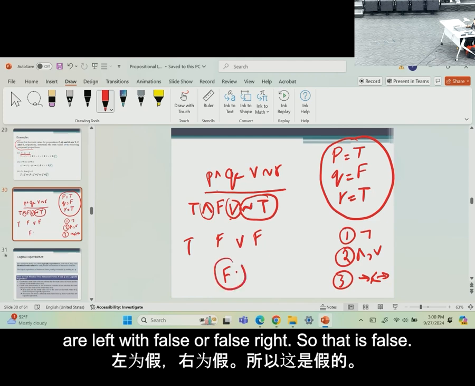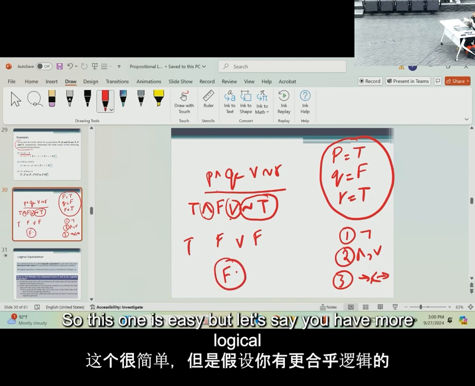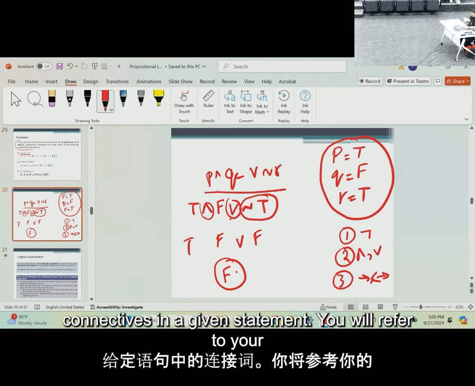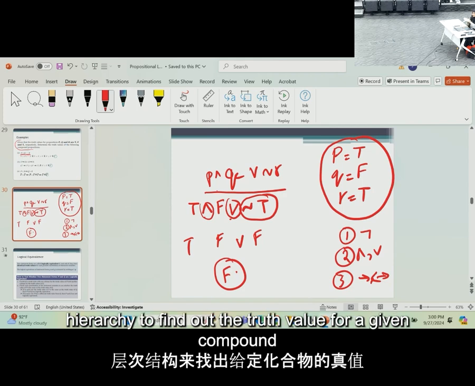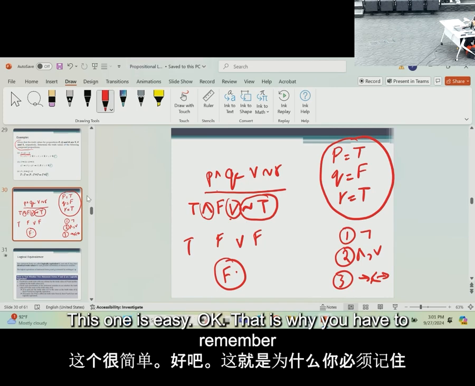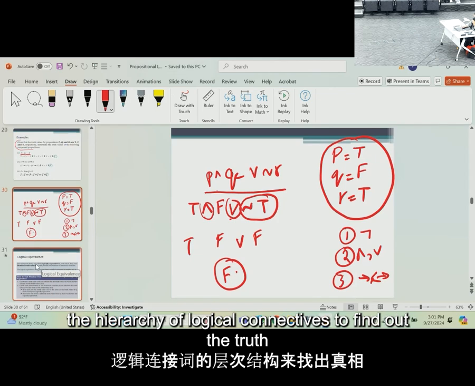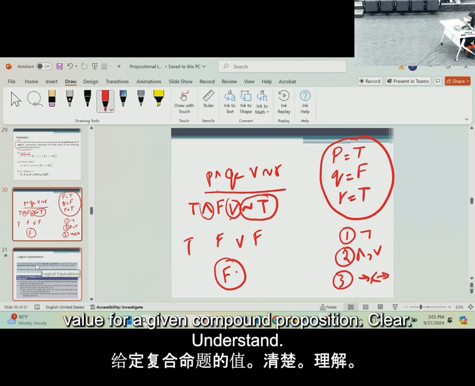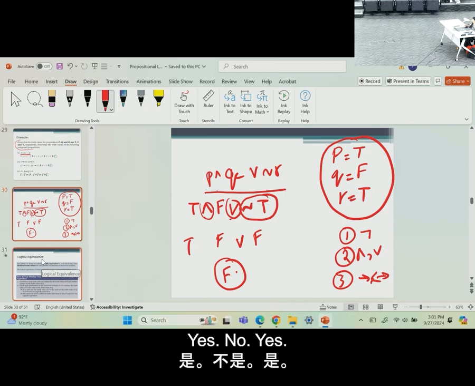So that is false. This one is easy, but let's say you have more logical connectives in a given statement. You will refer to your hierarchy to find out the truth value for a given compound proposition. It could be more complex than this. That is why you have to remember the hierarchy of logical connectives to find out the truth value for a given compound proposition. Clear? Understand?